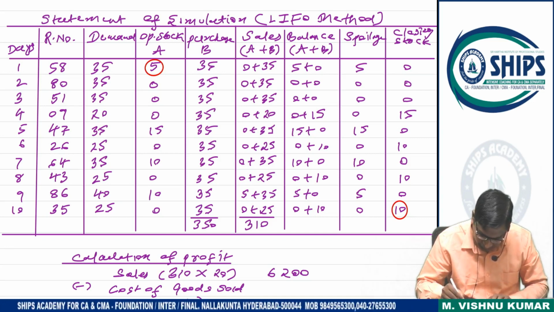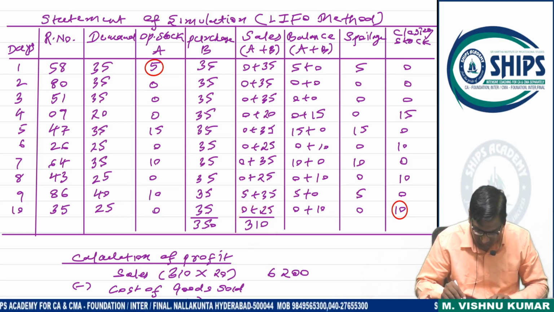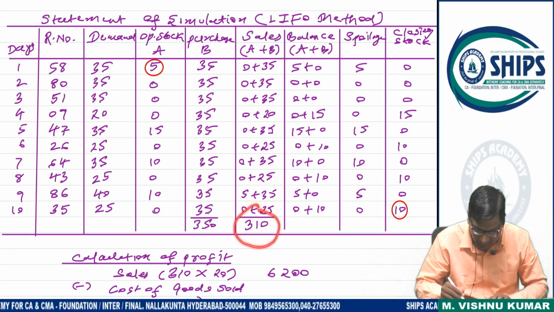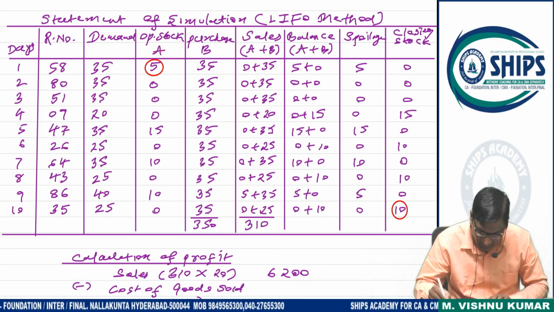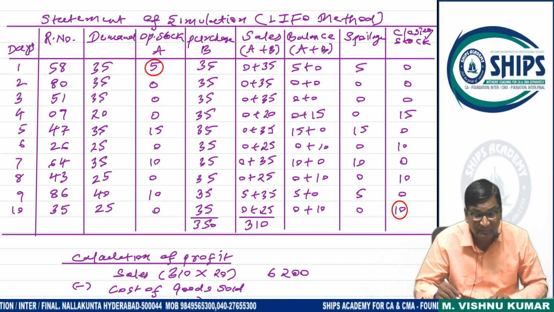See, this is the important area. This is the important area. Okay, 310, and this opening stock and this closing stock also are important. Clear?